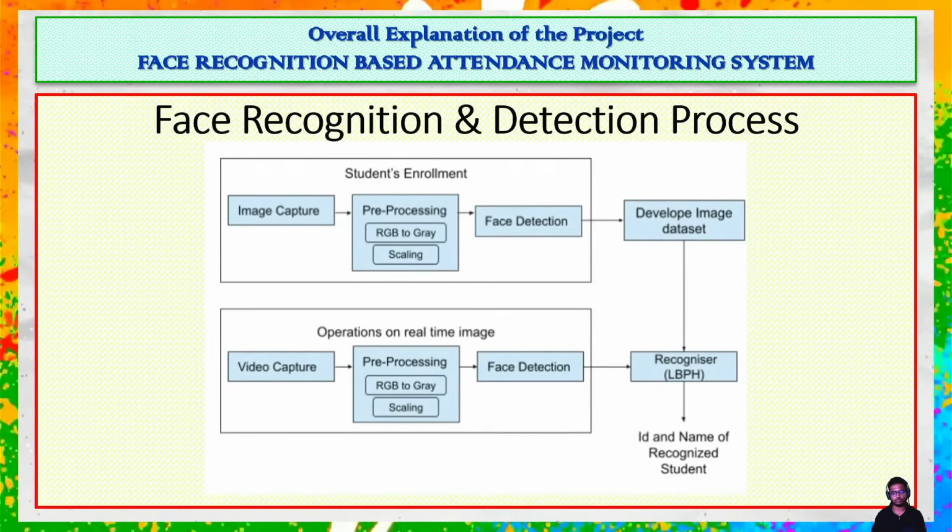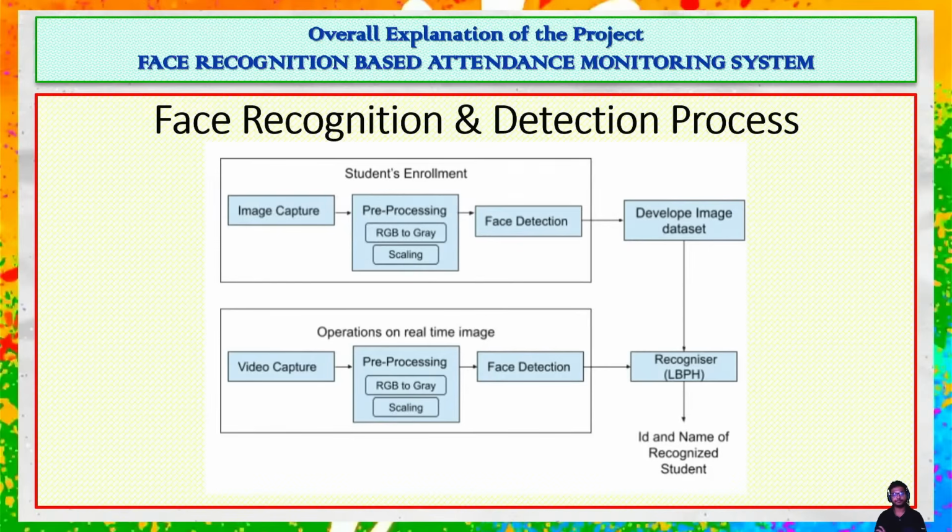So after that, this is face detection. This is basically a folder where you're storing your images, and then you're developing an image data set. After creating the folder, you're storing all the small images, up to 100 images, and then you're using an LBPH algorithm, remember, in order to identify each and every image uniquely.